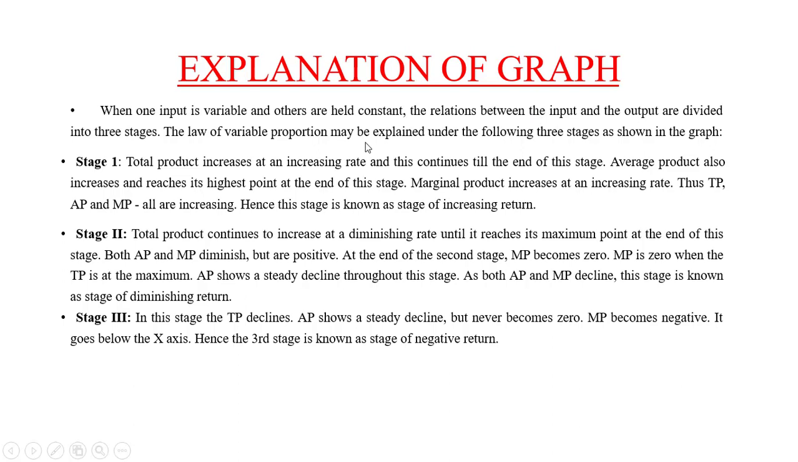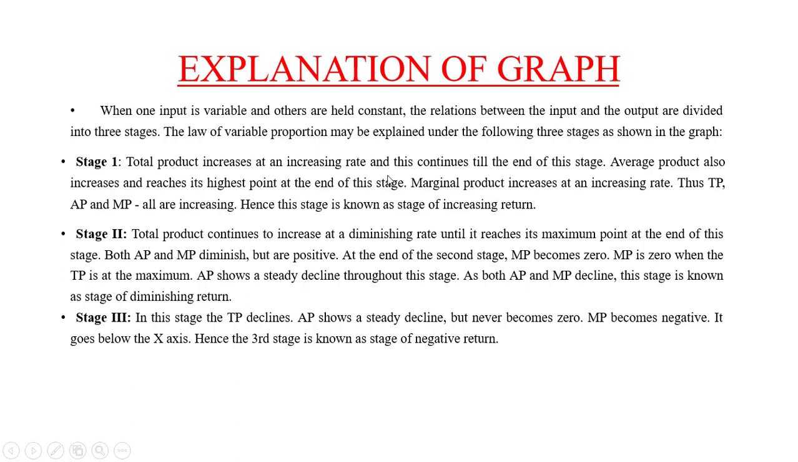Now the explanation of this graph is given. What is stage 1, stage 2 and stage 3? I have already told you what stage 1 is. In stage 1, the total product increases at an increasing rate, very fast, and continues till the end of the stage. Average product, what happens? It also increases and reaches its highest point at the end of the stage. And marginal product, what happens? It is also increasing, right?